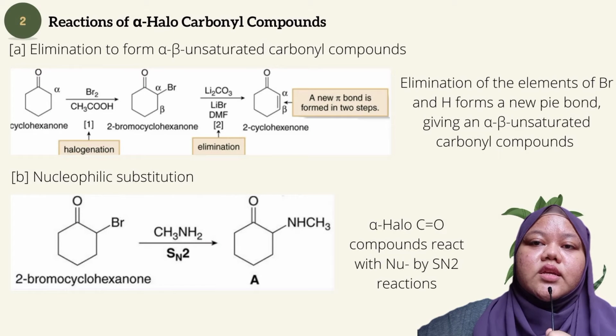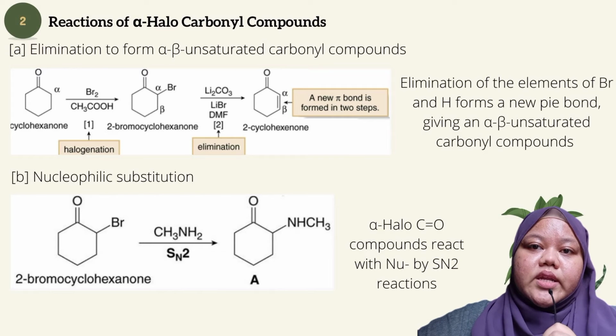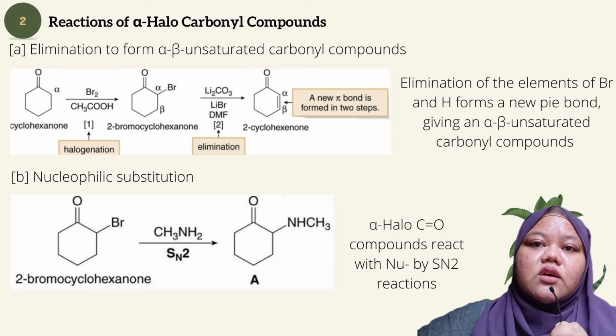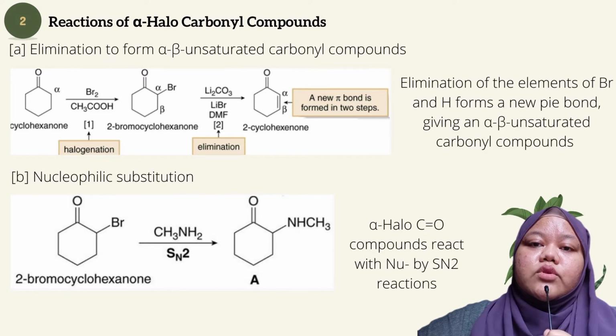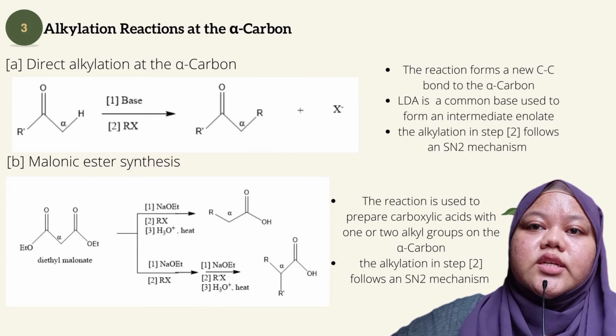The second reaction in this chapter is the reaction of alpha-halocarbonyls. Firstly, elimination to alpha-beta unsaturated carbonyl compounds, which eliminates the elements of bromine and hydrogen, forms a new pi bond, giving an alpha-beta unsaturated carbonyl compound. Next is nucleophilic substitution, in which alpha-halo C=O compounds react with a nucleophile by an SN2 reaction. The third reaction in this chapter is alkylation at the alpha carbon.